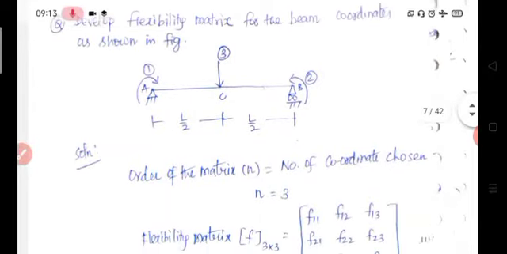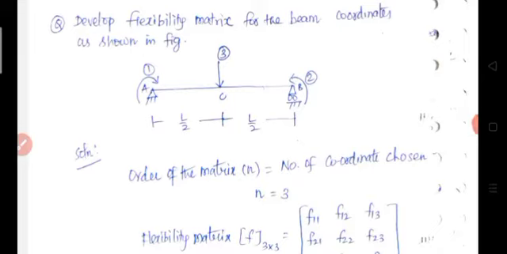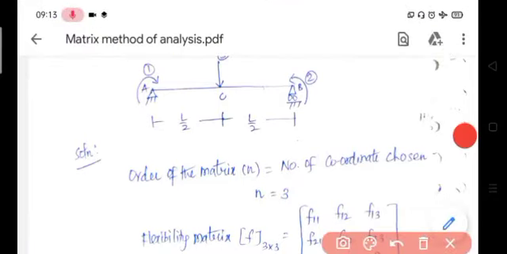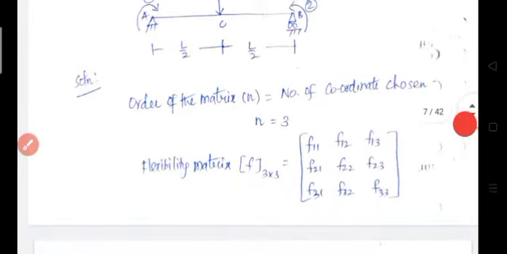So let's start with the solution. The order of the matrix is equal to the number of coordinates chosen. In this case there are 3 coordinates, therefore the order of the matrix is 3, n equals 3. So the flexibility matrix is a 3 by 3 square matrix: F11, F12, F13, F21, F22, F23, F31, F32, F33. The elements of this flexibility matrix are displacements, that is the flexibility.